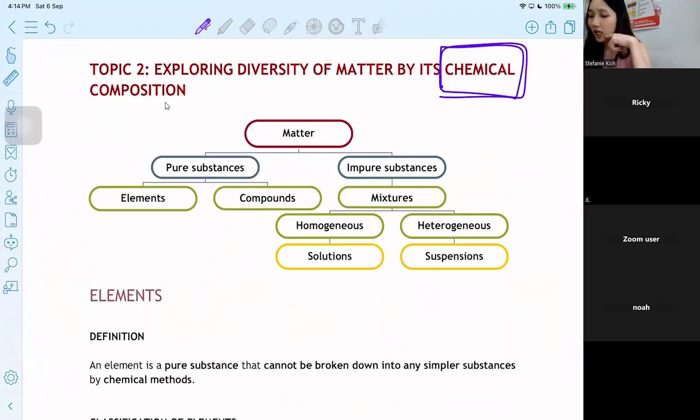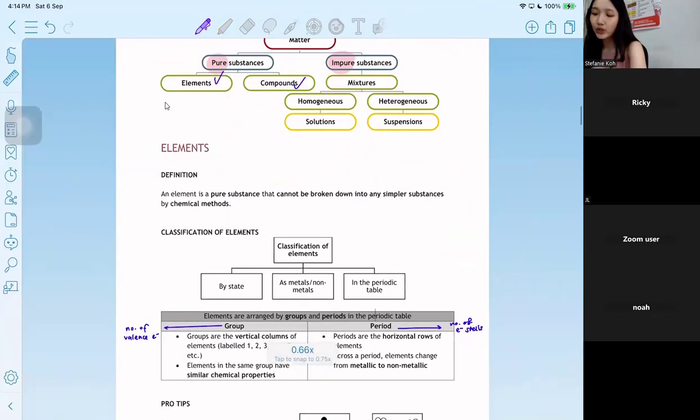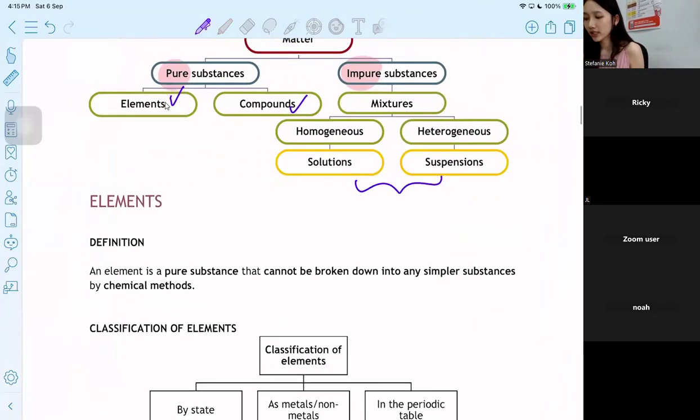Now, for matter, we will categorize them into pure and impure. Pure substances, you have the elements, you have the compounds. They are considered pure. Then the only impure one is your mixtures. So elements, we go through the definitions first. I'll get to these two things later on.